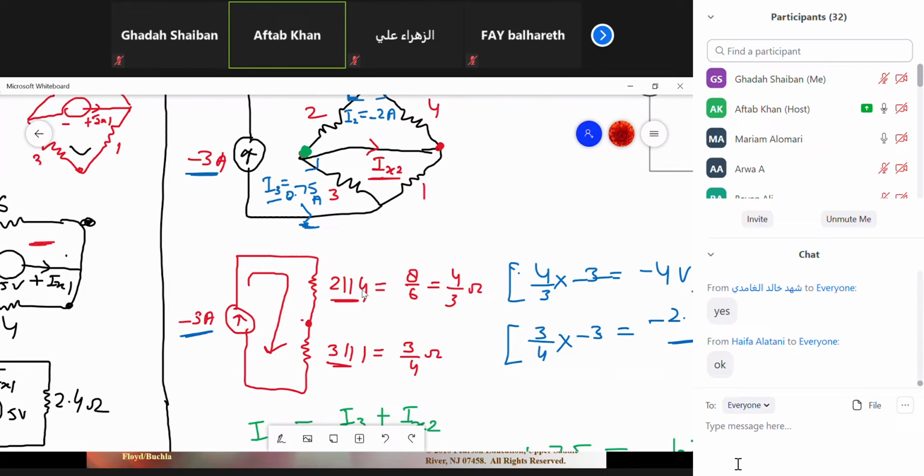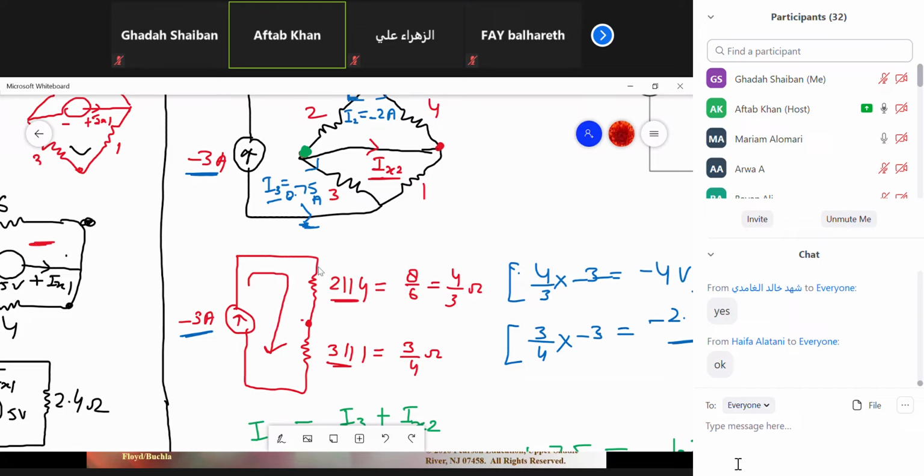So 4 multiplied by 2 over 4 plus 2, that is 8 over 6, or we can say 4 over 3 ohm. This is the parallel combination. Now for 3 parallel 1, it is going to be 3 over 4 ohm. Now, we know the total resistance. If you look here closely, this circuit is a very simple series circuit, and the same current will go through this parallel combination and this parallel combination.